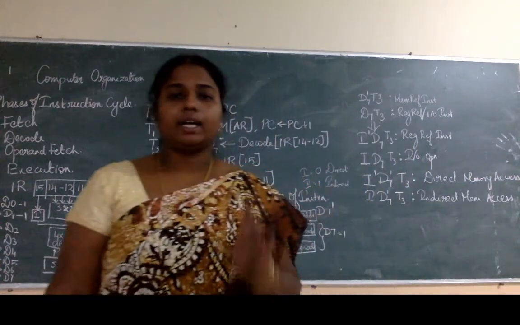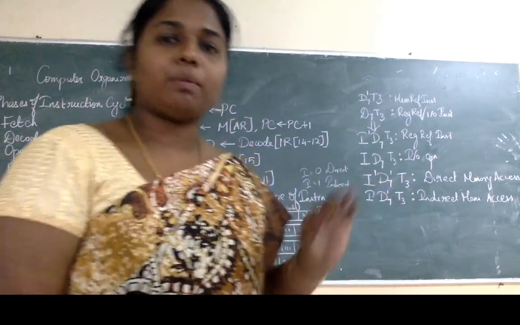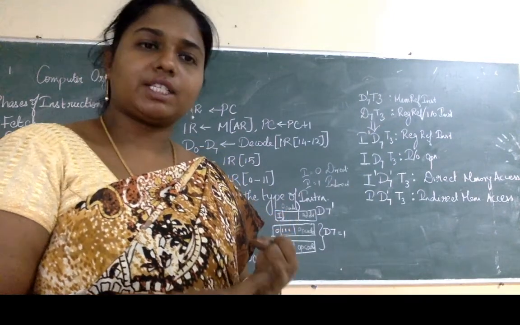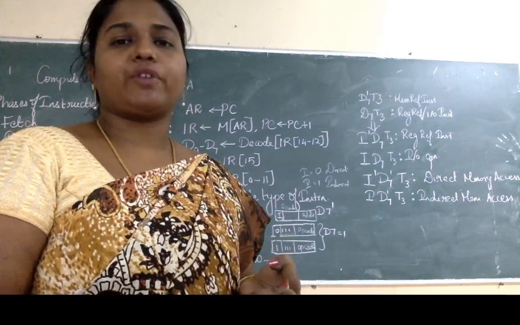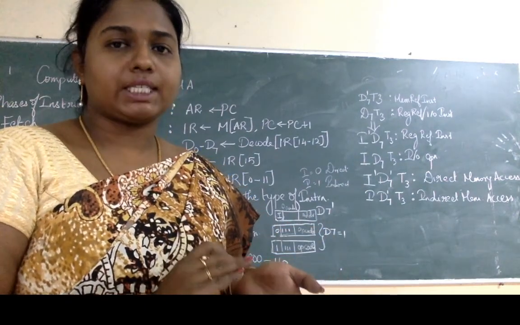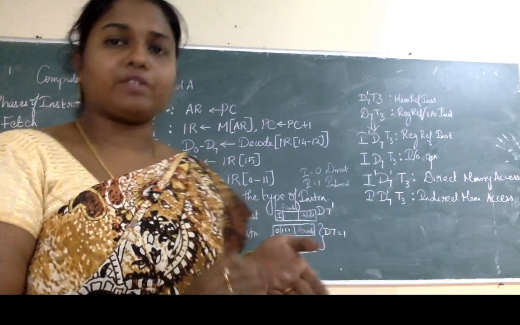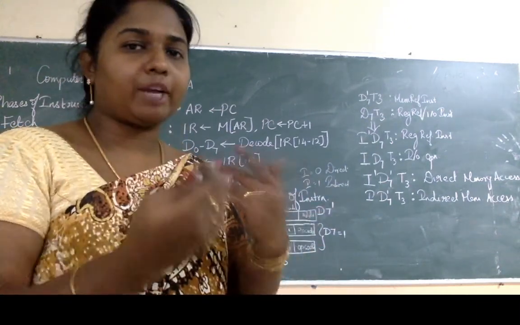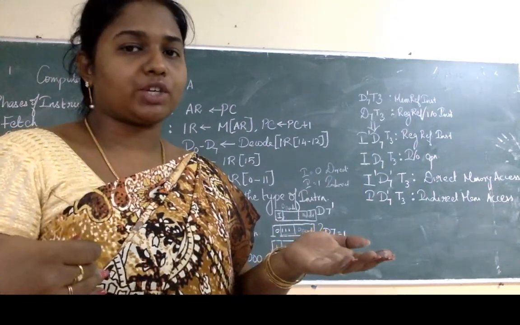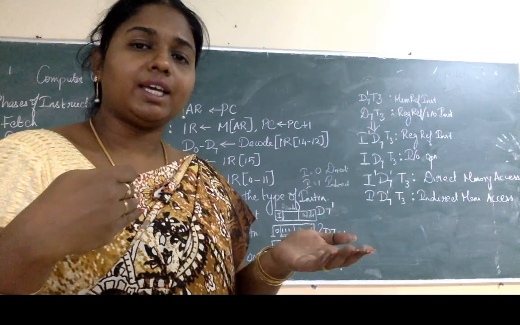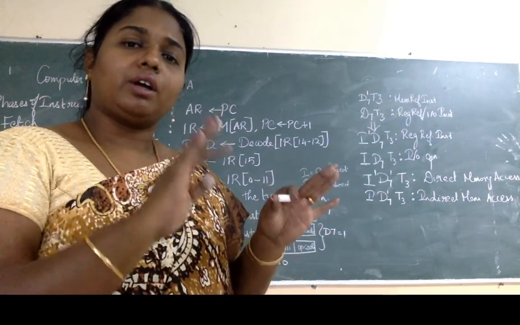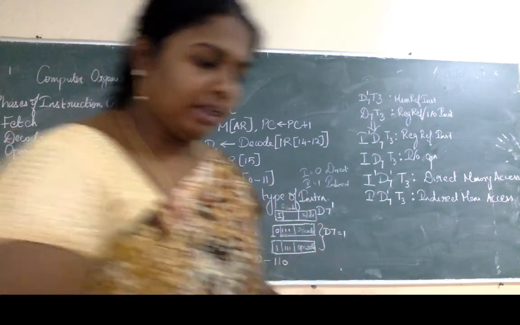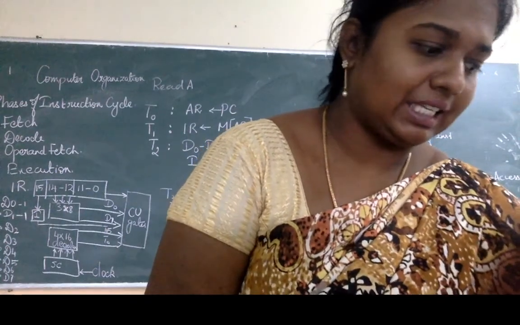So this is at time cycle T3. Based on my decoding, I have identified whether it is a memory instruction, a register reference instruction, or an IO reference instruction. Based on bits 14 to 12, I have generated the signals D0 to D7, and based on the value of D7, I differentiate between memory access and the other two types of instructions. Based on the value of I, I have to identify whether it's a register reference or an IO operation, or a direct or indirect memory access instruction.